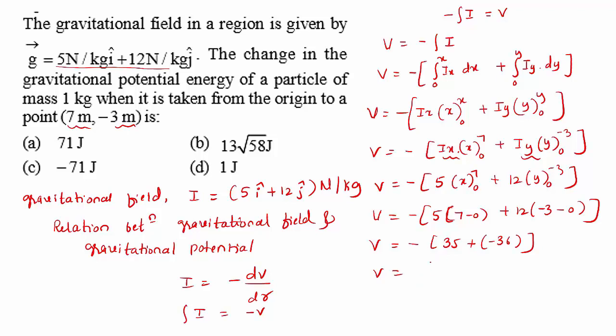So we will get 1 joule per kg. That is change in gravitational potential per kg. Change in gravitational potential is how much? 1 joule. That is the change in gravitational potential energy, 1 joule. So option D is right.